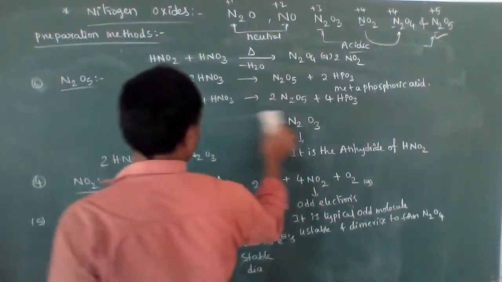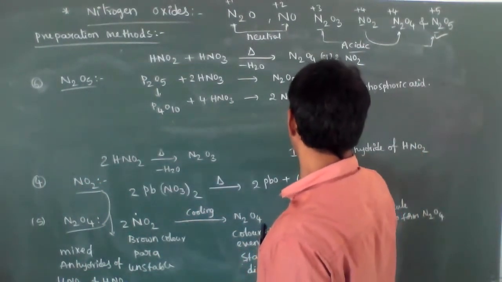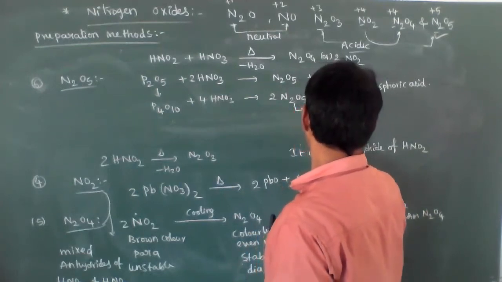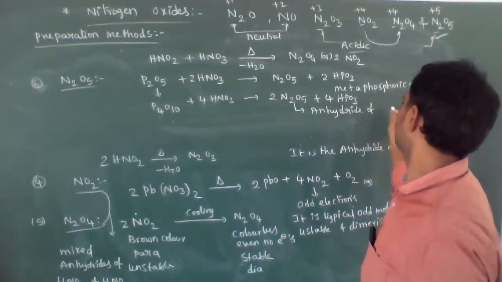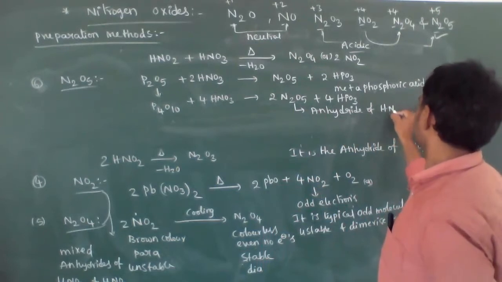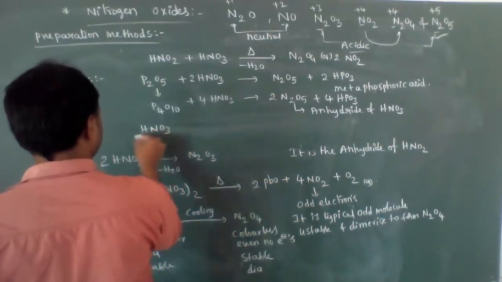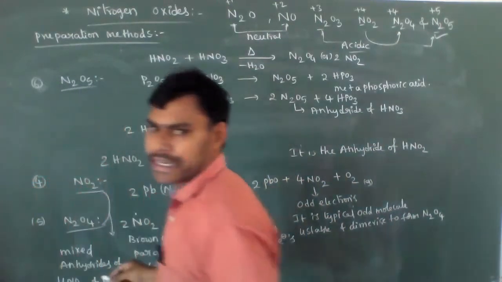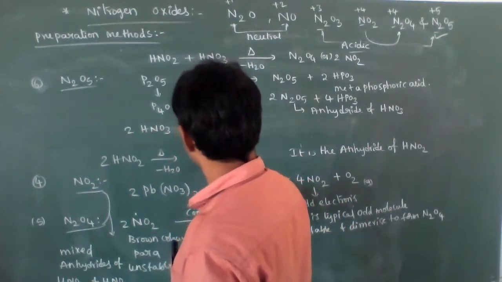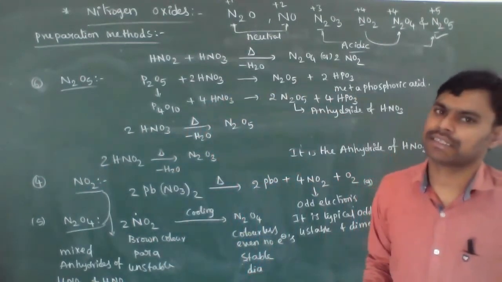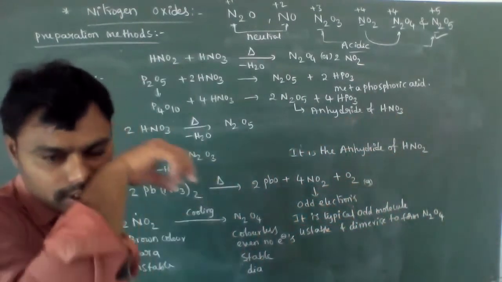N2O5, nitrogen pentoxide, is the anhydride of HNO3. When HNO3, nitric acid, is heated, it loses a water molecule and we get N2O5. Okay, this is about the preparation methods and some properties of nitrogen oxides. Let's see the structure of nitrogen oxides.